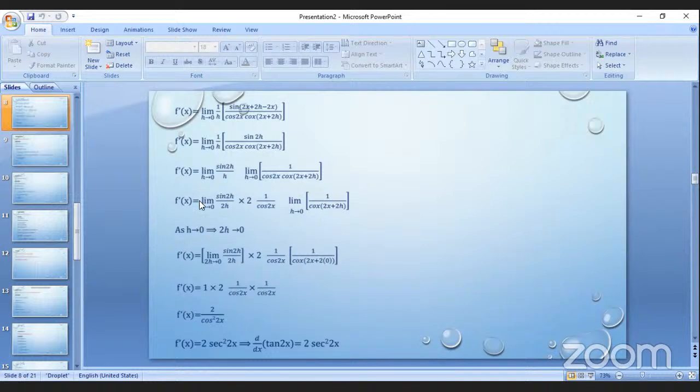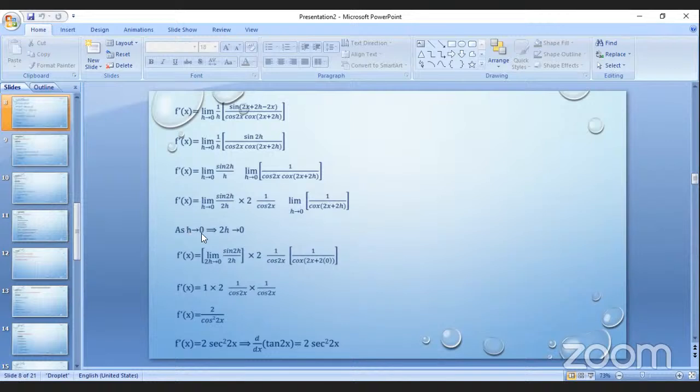That implies limit h tends to 0, sin 2h by h is there. So multiply and divide with 2. So we get the limit h tends to 0, sin 2h by 2h into 2, into limit h tends to 0, 1 by cos 2x into cos of 2x plus 2h. Here there is no h term. So we write 1 by cos 2x into limit h tends to 0, 1 by cos of 2x plus 2h.